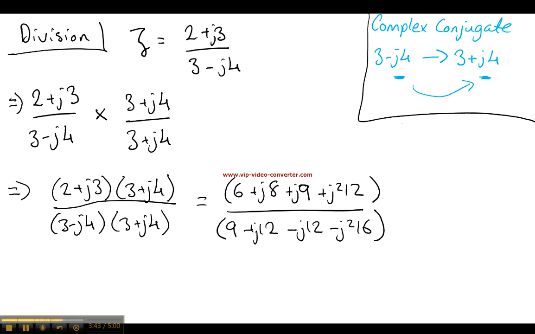And let's see what happens here. Now these two cancel out. Okay, we can write them a little bit neater on the top: 6 plus j17 plus j squared 12. And we get 9 minus j squared 16.